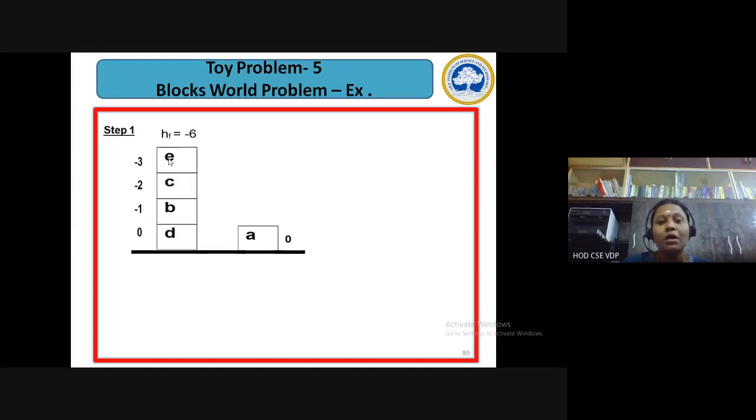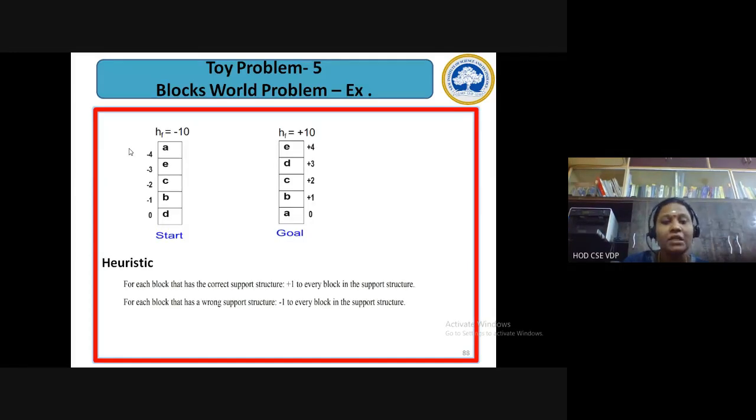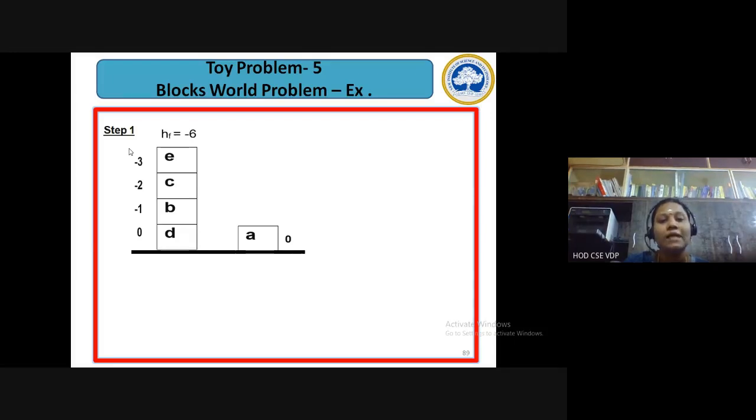As you all remember, in the 8 puzzle problem, when we moved from one state to the other, the heuristic with the highest value was chosen. Similarly, when you see from here -10 to -6, the heuristic has actually improved, right? Only then can you assume that you're going in the correct path. Okay, this is the first step.